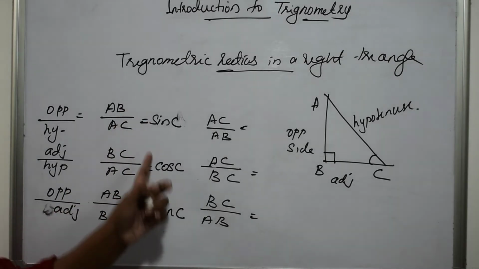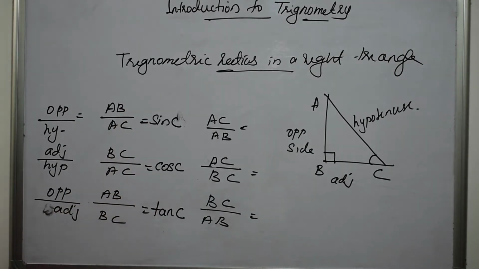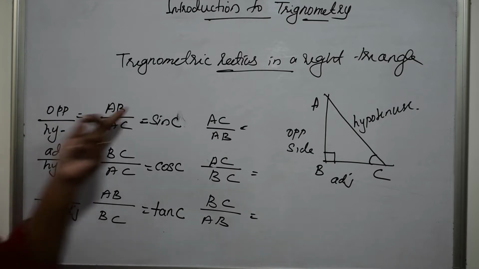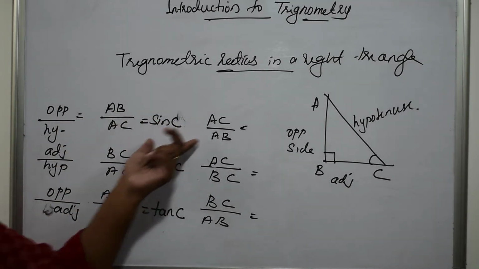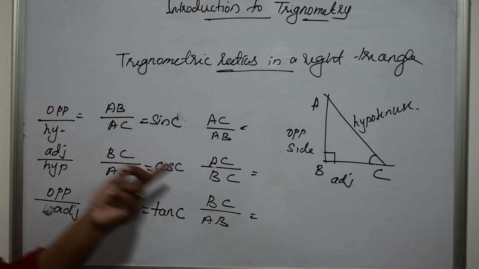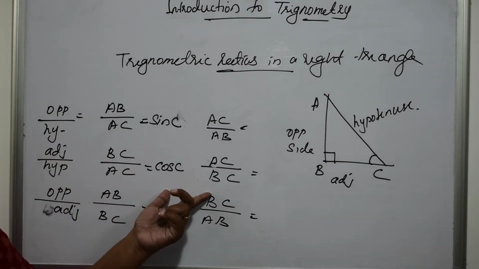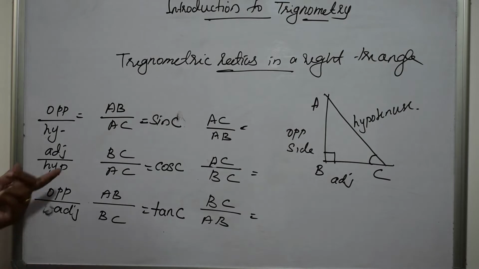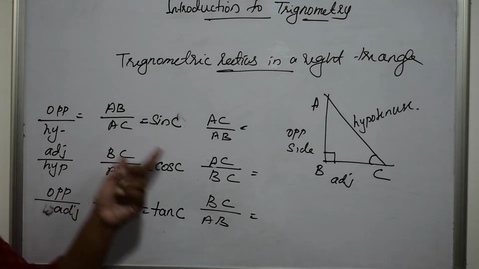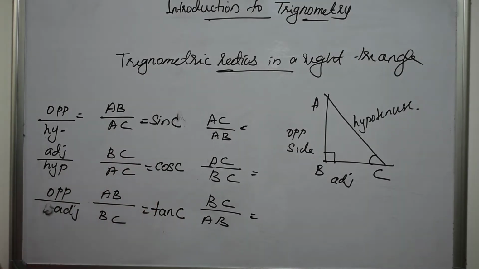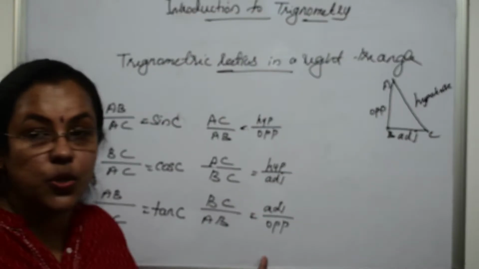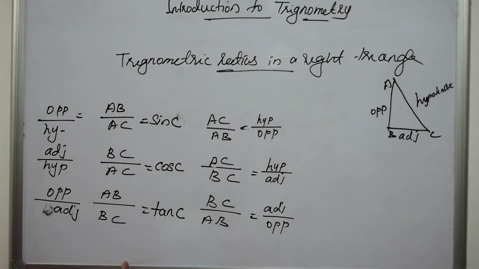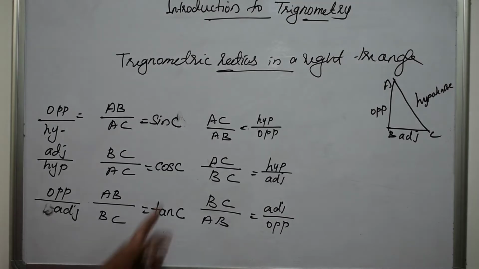I hope all of you understand. First three names. Opposite side by hypotenuse is named as sin C. Adjacent side by hypotenuse is named as cosine of angle C, that is cos C. And opposite side by adjacent side is named as tan C. The next three ratios are the reciprocal ratios of the first three ratios.